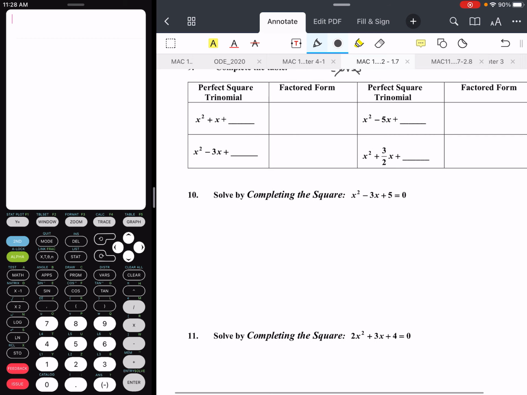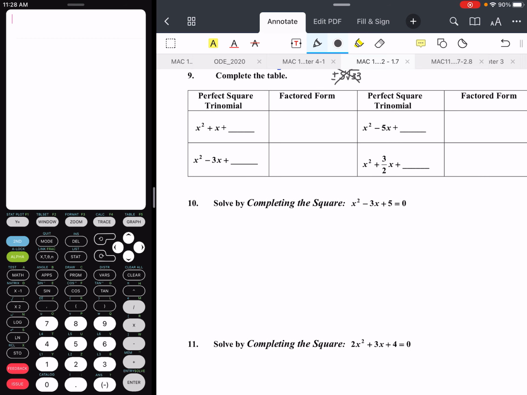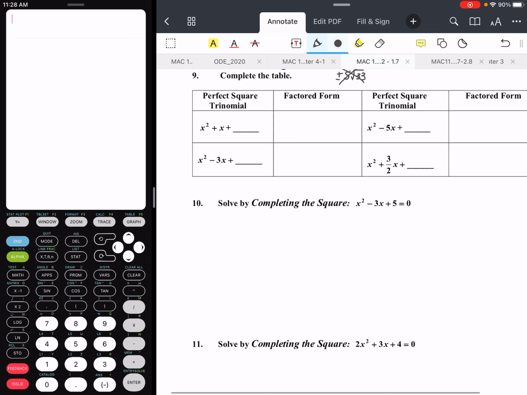Okay, so going on to number 9, we're going to do another warm-up exercise where we're just completing the perfect square trinomial. But here we're going to bring in our friends, fractions. So starting with our top left example, x squared plus x plus blank. We want to fill that in with a constant that's going to create a perfect square trinomial. So remember, we're going to take our b coefficient, and in this case, that would be 1, so b equals 1.